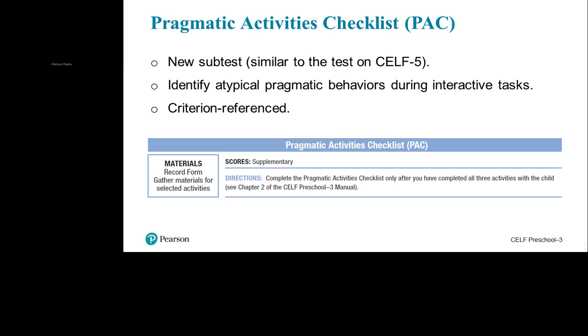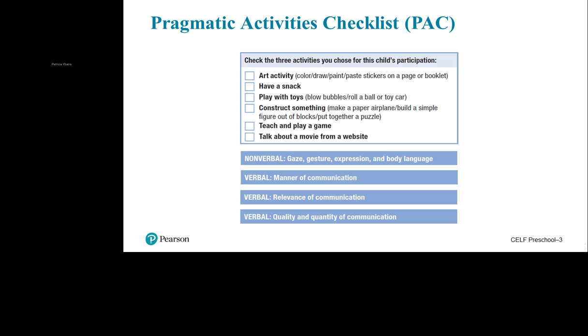Engage the child in 3 activities to complete the checklist, and you can choose the activities from the list of 6 that are provided in the record form. And here are the activities. Again, the descriptive pragmatic profile provides you with information about the appropriate pragmatic behaviors you or a person familiar with the child has observed. The pragmatic activities checklist is a list of atypical behaviors that you may observe during authentic conversational interactions. So again, engage the child in 3 activities to complete the checklist, and you can choose activities from the list that is provided in the record form.